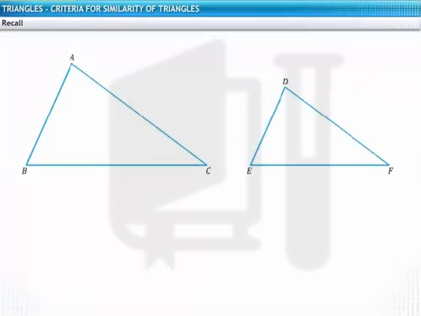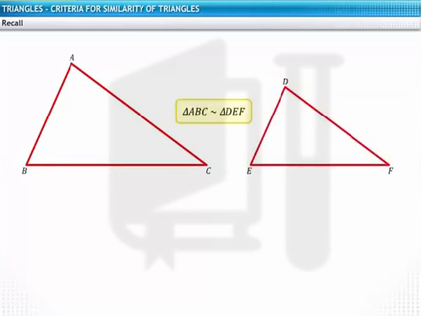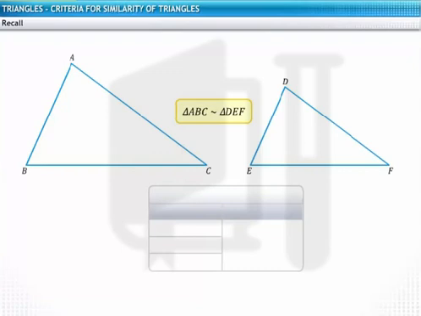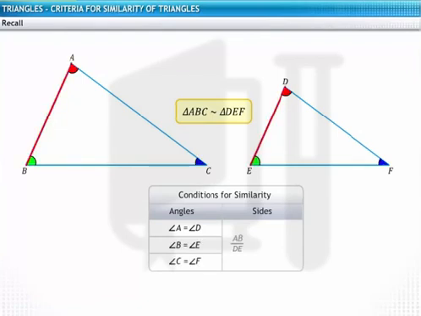Let's consider two triangles, triangle ABC and triangle DEF. These two triangles are similar. Recall that for two triangles to be similar, two conditions must be met. First, the corresponding angles of the two triangles must be equal. Second, the corresponding sides of the two triangles must be proportional.